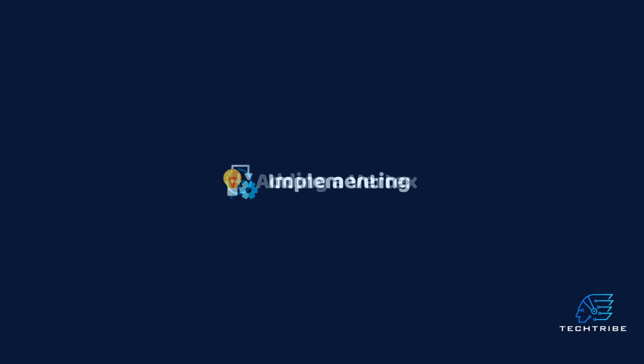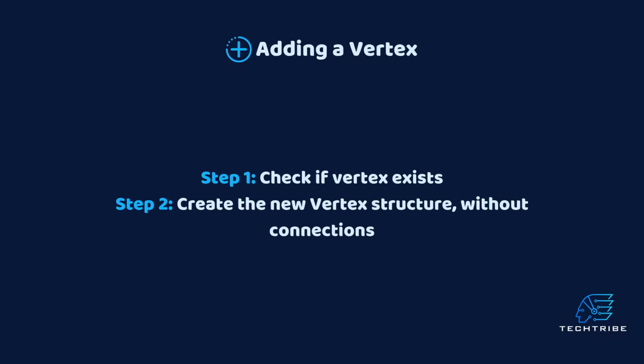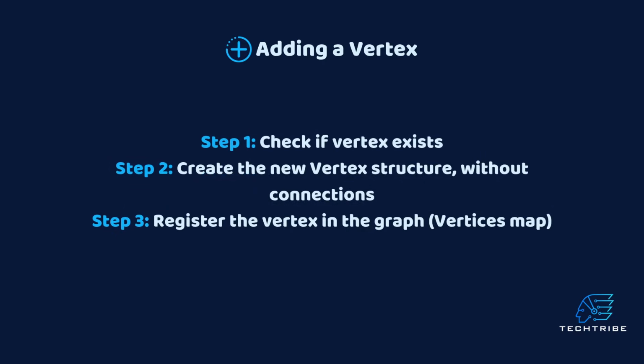But how can you add a vertex in your graph? The steps to add a vertex will be: the first step is to check if the vertex doesn't already exist, because you don't want to have the same vertex inside your graph. The step 2 will be to create a new vertex structure without any connections yet. And the third step will be to register the vertex in the graph, which is the vertices map.